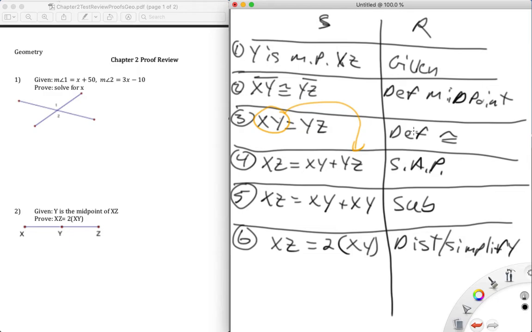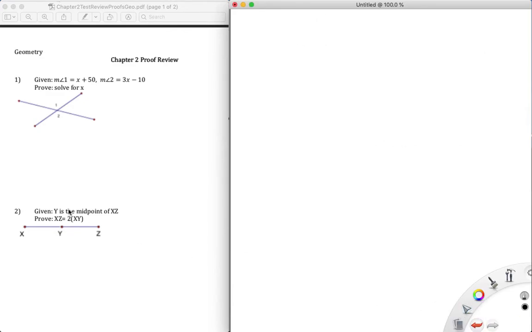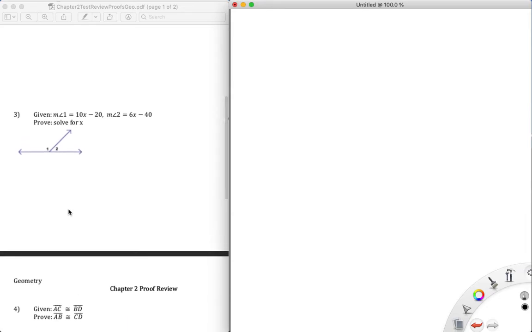I know that xy is equal to yz, so I can substitute xy for yz, and I can say that xz is equal to xy plus xy. And then I can add them and combine them and say that xz is equal to 2 times xy because of distributive property, or because I combine like terms and I simplify. So that is proof number 2. Proof number 3.